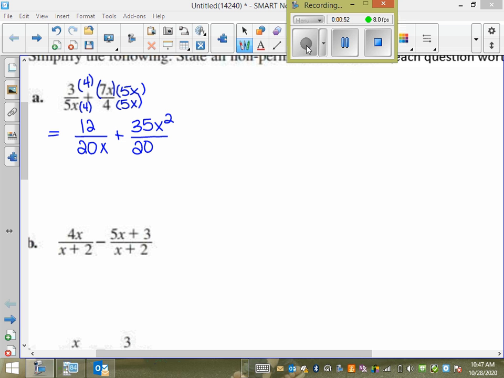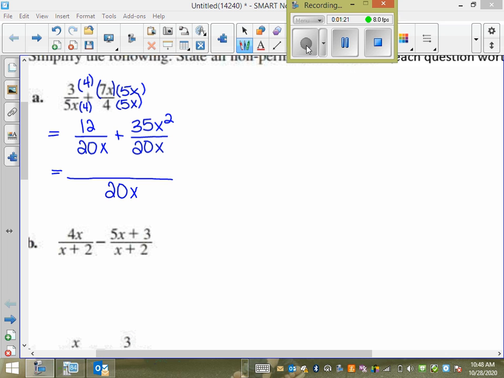Now, paying attention. 20x in the bottom we put together because both denominators were monomials. So when both denominators are monomials, we put them together. When one is a monomial and the other is not, we don't. Both these are monomials, and that's the only reason why we're putting them together. We have a common denominator, so we write it over that.